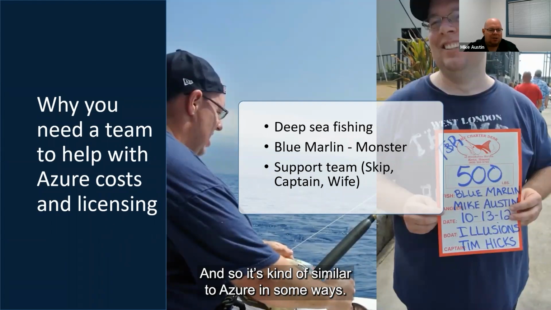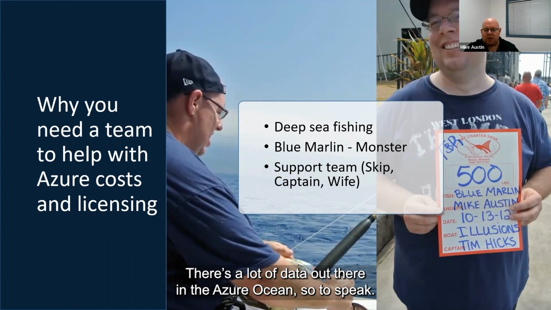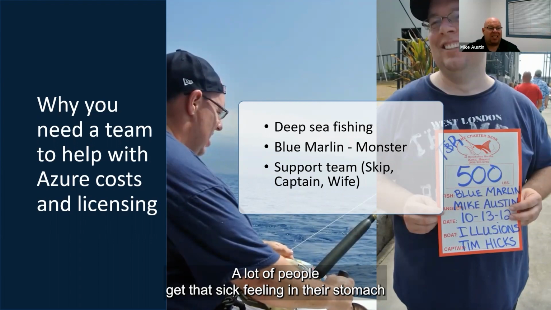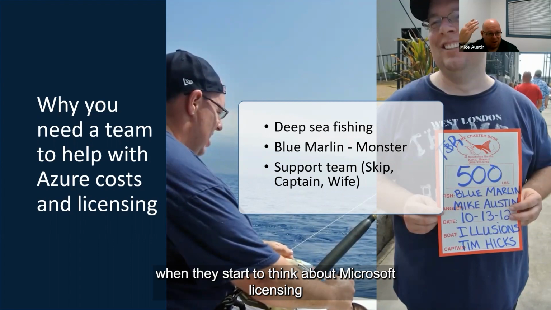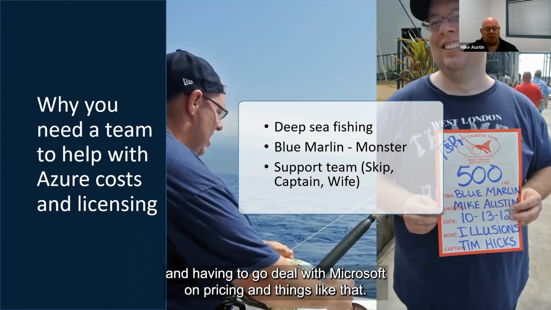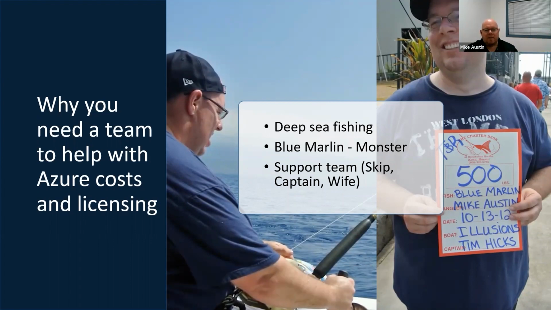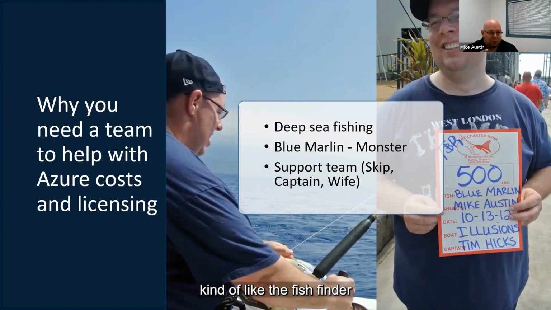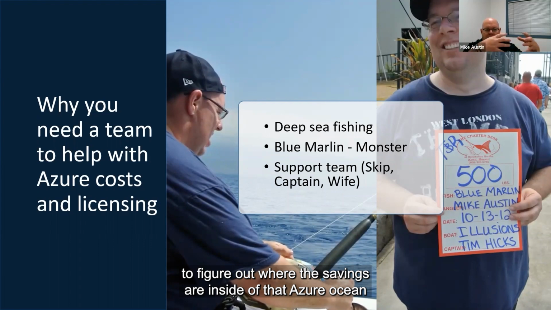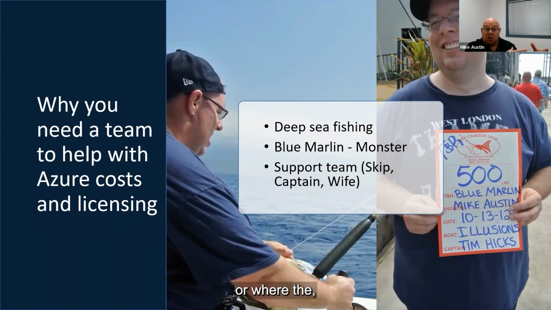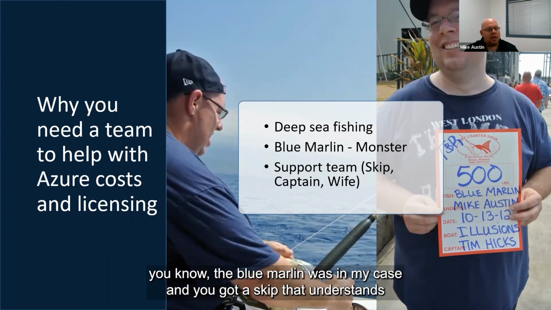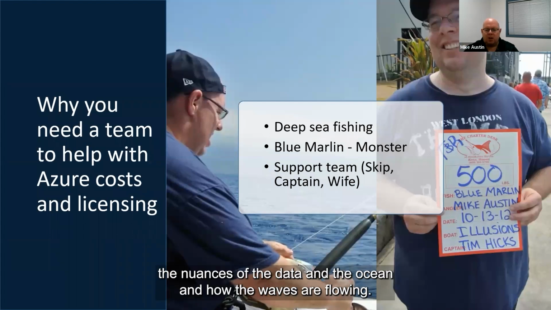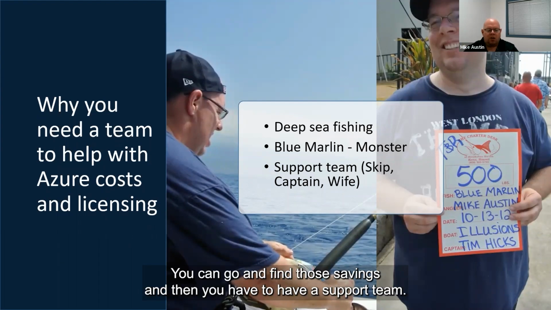And so it's kind of similar to Azure in some ways. There's a lot of data out there in the Azure ocean, so to speak. A lot of people get that sick feeling in their stomach when they start to think about Microsoft licensing and having to deal with Microsoft on pricing and things like that. But with the right team, when you've got a team that can use kind of like the fish finder to figure out where the savings are inside of that Azure ocean, or where the blue marlin was in my case, and you've got a skip that understands the nuances of the data and the ocean and how the waves are flowing, you can go and find those savings.